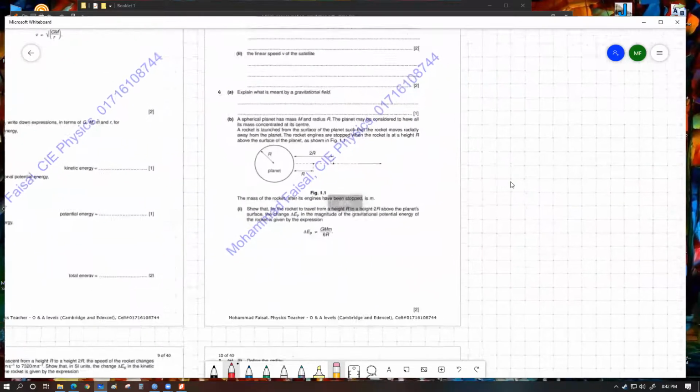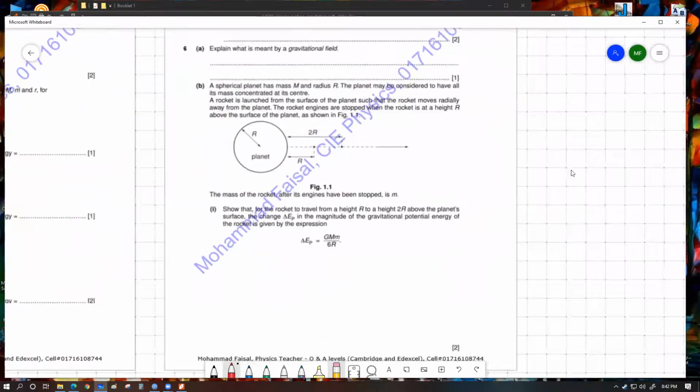Let me show number 6. Look at number 6: explain what is meant by gravitational field. This is just a definition. You write the definition of the gravitational field. In B, it says a spherical planet has mass m and radius r. The planet may be considered to have all of its mass at the center. The reason they have given us this sentence is so that we can apply Newton's gravitational law without any shortcoming, because that law is applicable for point mass.